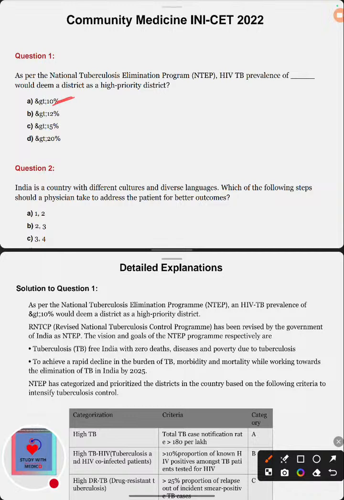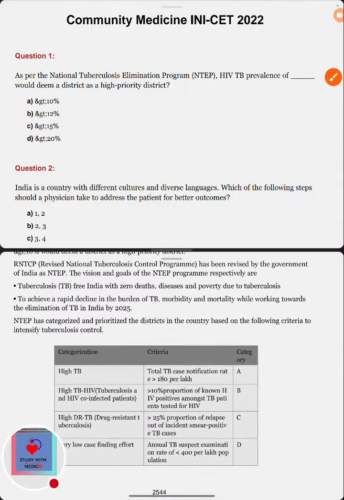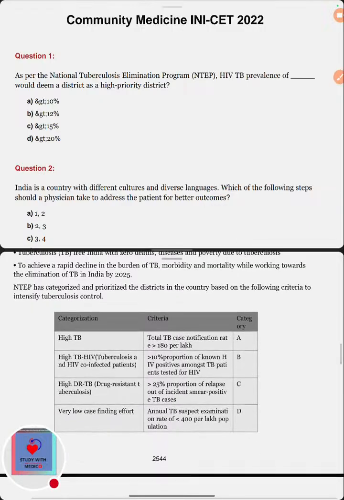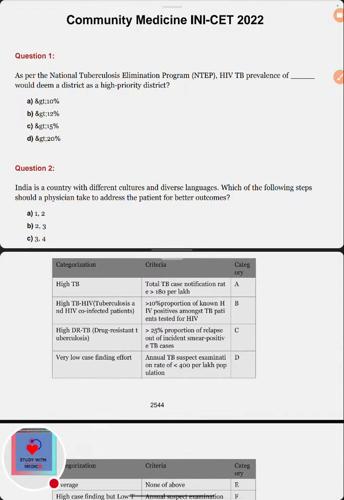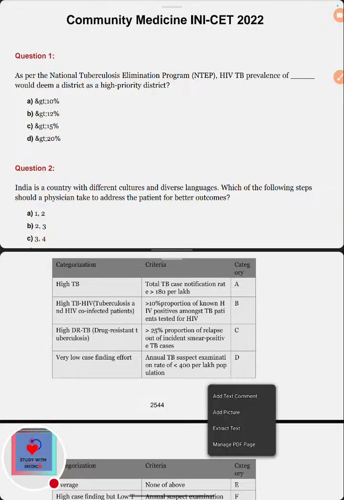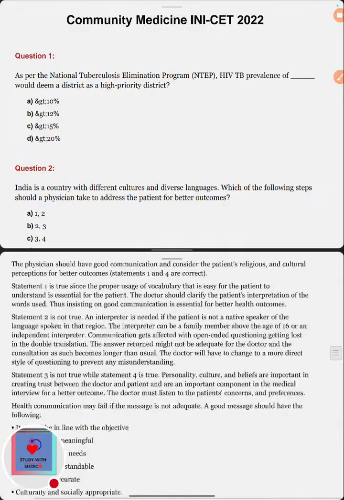The Revised National Tuberculosis Control Program has been revised by the Government of India's NTEP. The vision and goals of NTEP respectively are a tuberculosis-free India with zero deaths, disease and poverty due to tuberculosis, and to achieve a rapid decline in the burden of TB morbidity and mortality while working towards the elimination of TB in India by 2025. NTEP has categorized and prioritized districts in the country based on the following criteria: high TB, total TB case notification rate more than 180 per lakh, and high TB-HIV more than 10% proportional.